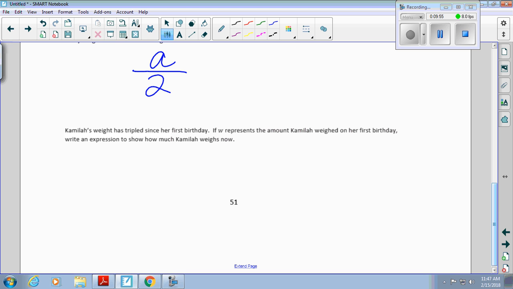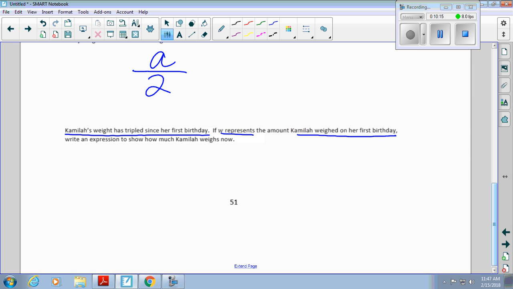All right, moving forward. Camilla's weight has tripled since her first birthday. We won't talk about how many times my weight's tripled since my first birthday. Camilla's weight has tripled since her first birthday. W represents the amount Camilla weighed on her first birthday.